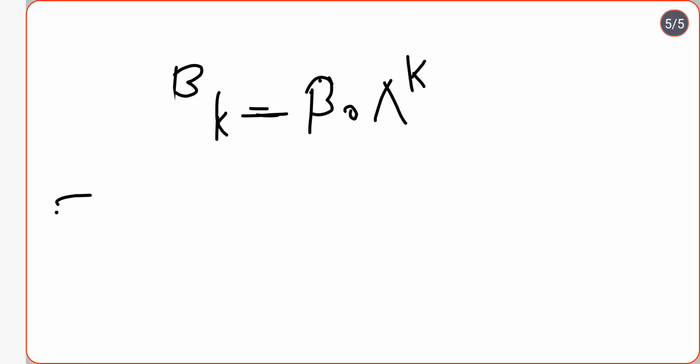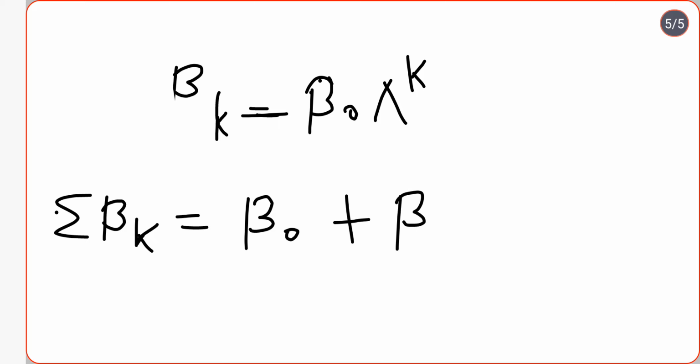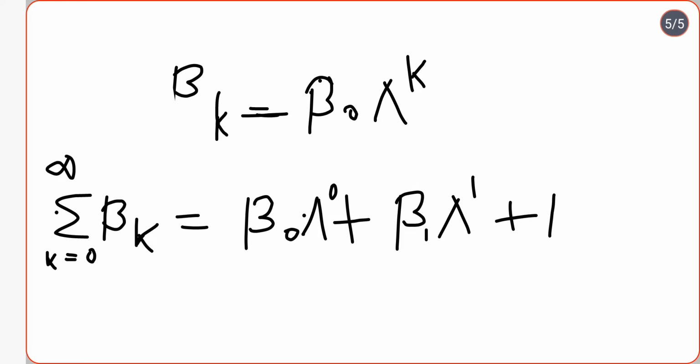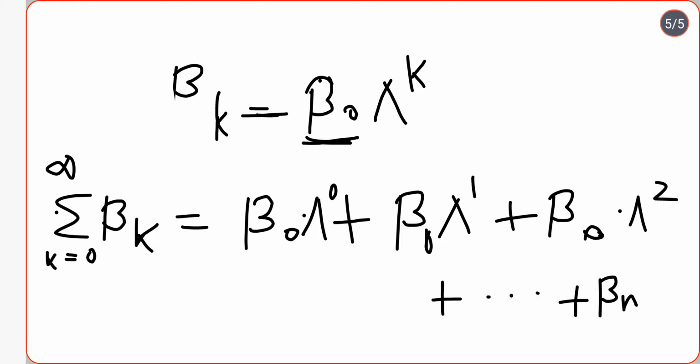Now what will be summation beta k? Summation beta k will be the sum of all betas. That means starting from beta 0 plus beta 1, where k is ranging from 0 to infinity, that we have to remember. So I am writing lambda to the power 0, then lambda to the power 1, then beta 0, because beta 0 is common in the equation, right? Then beta 0 into lambda square, and it will go up like that, and it will end up in beta n into lambda to the power n, right?